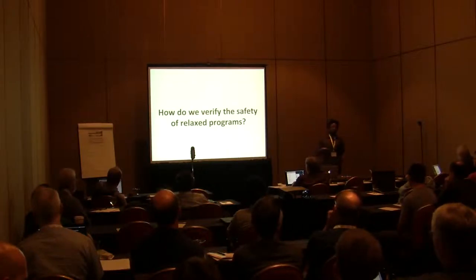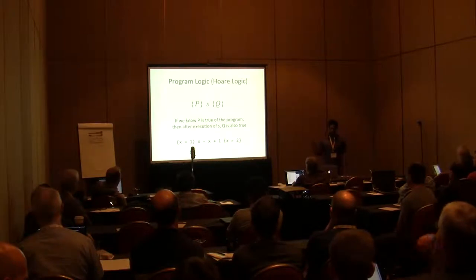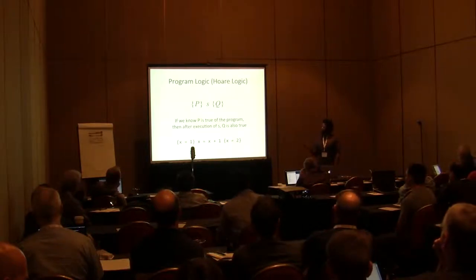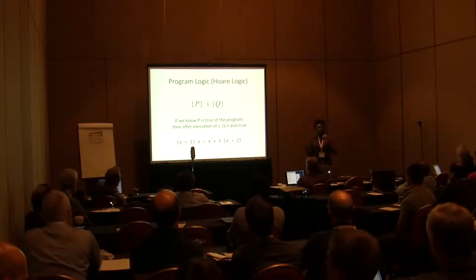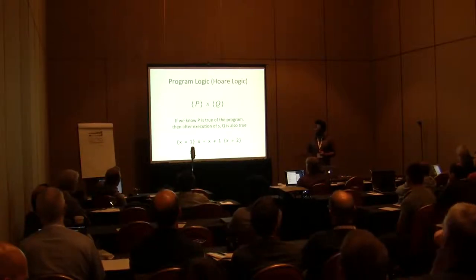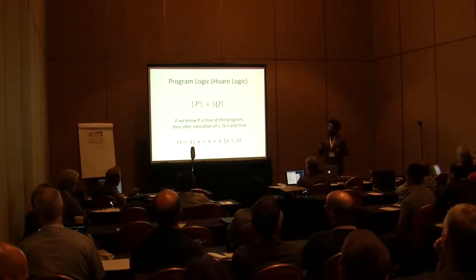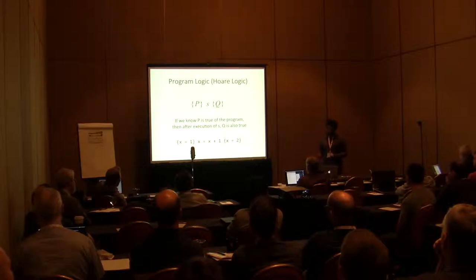Now, when we typically think about verifying safety properties, we think about something like Hoare logic, right? And if you're unfamiliar with Hoare logic, it has this syntactic form up here that says that if I know P is true of some program at this program point, and I execute some statement S, then Q is going to be true, right? So something simple we'd have is, if X is equal to 1, execute X equals X plus 1, then I can prove that X is equal to 2 after.